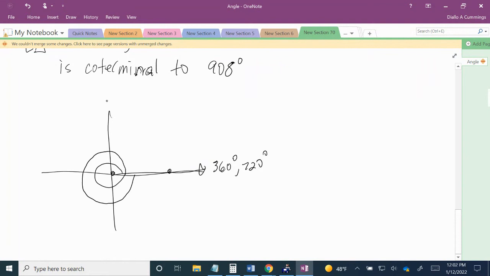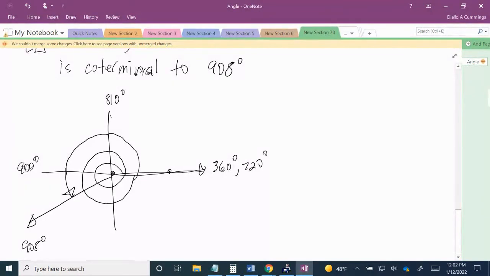If I add 90 to 720, this would be 810 degrees. I'm going to keep on going a little bit. If I add 90 to 810, we have 900 degrees. I'm going to keep going a little bit. So a 908-degree angle should lie in the third quadrant.